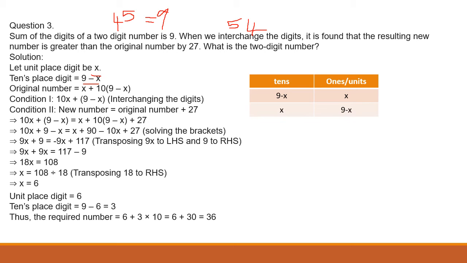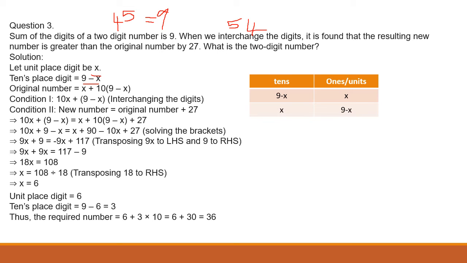Then by interchanging the digits, x from the units place comes to the tens place, then 9 minus x goes to the units place. So by interchanging, 10x plus (9 minus x). See, children, x is in the tens place, so we want to consider it as 10x plus 9 minus x. Now 9 minus x is in the ones place, so no need to multiply this number with 10. Write down the 9 minus x. By interchanging the digits, we can write it as 10x plus 9 minus x.